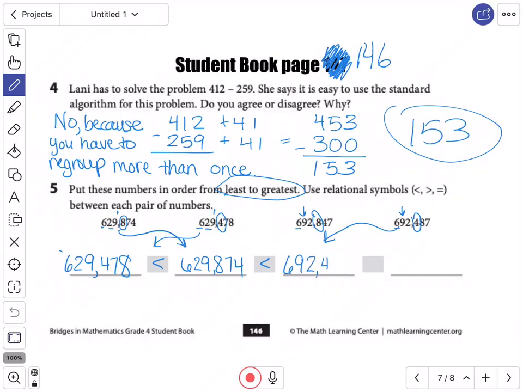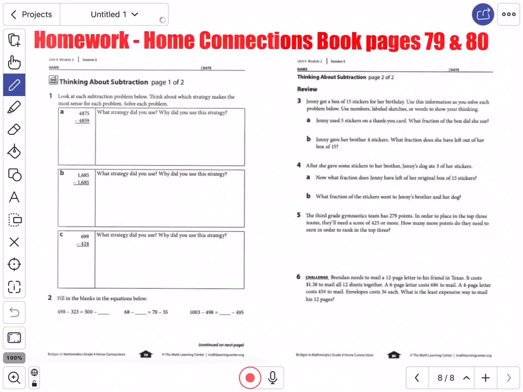So 629,874 is less than 692,487, which is less than 692,847. Okay, so there you have it: 629,478 is less than 629,874, which is less than 692,487, which is less than 692,847. All right, so there is that.